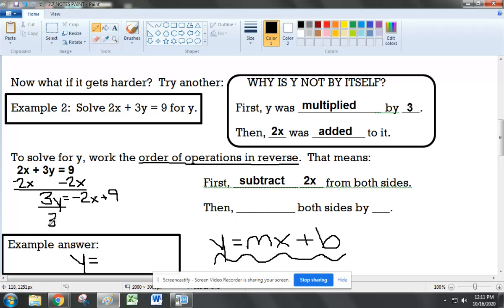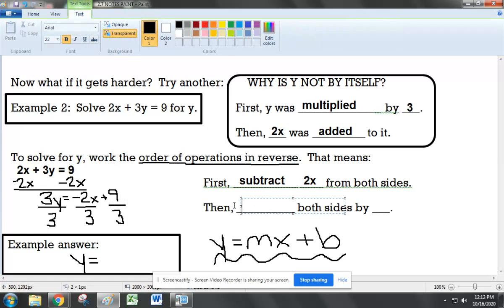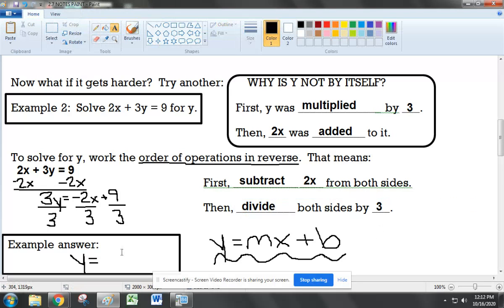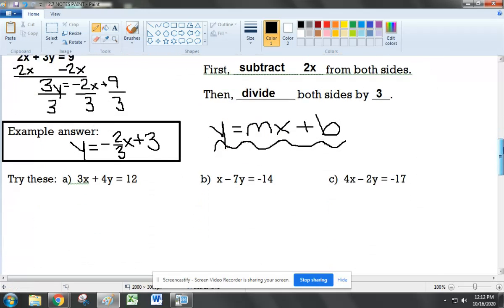From there, we just divide everything by 3. Okay, and that's something I wanted you to write down. Divide both sides by 3. And clean this mess up, and you get y equals negative 2 thirds x plus 3. Okay.